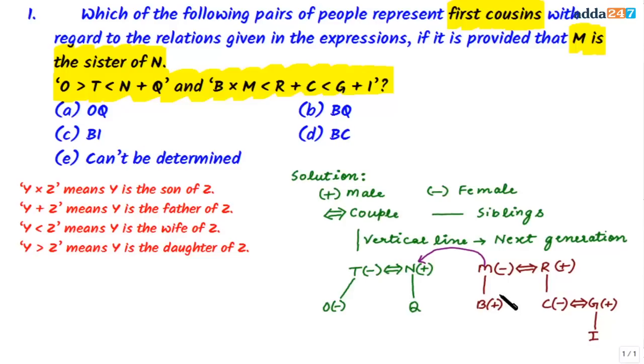From this diagram, let's see which is the correct option. That means which pair is the first cousin. From the figure, we can see that O and Q have the same mother and father, so these are siblings. And B and C also have the same mother and father, so these are also siblings. Now we can see that Q and B are not siblings. They are children of M and N, and it is given in the question that M is sister of N, so B and Q are the first cousins here. So that means option B is the correct option.